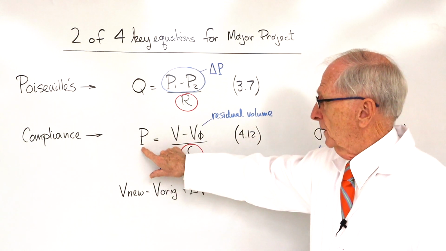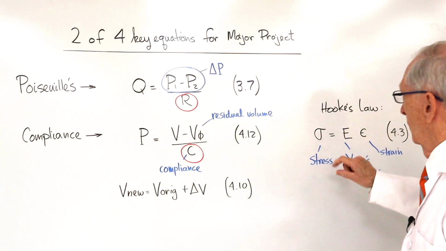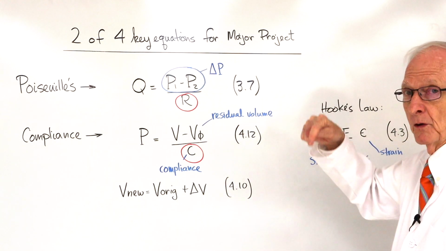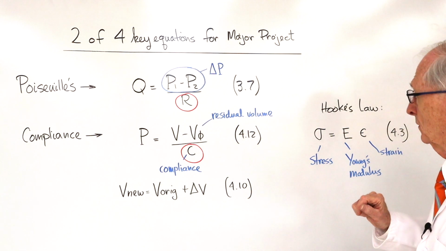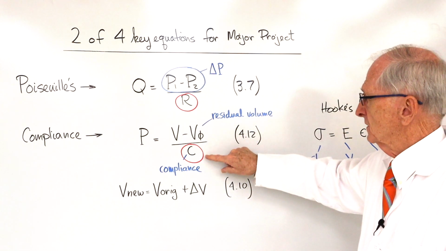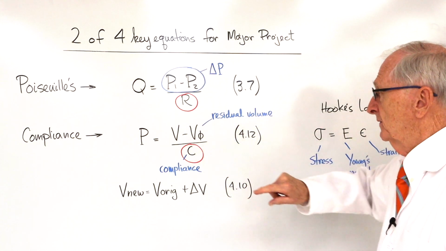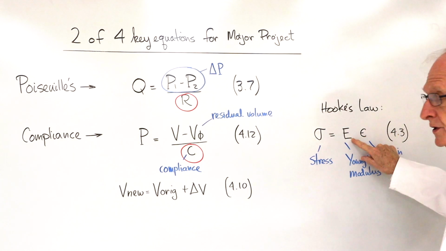The force in this equation for pressure is outward against the walls of the vessel, whereas the direction of force in stress is along the length of the organ. Another big difference between these two equations is the location of these coefficients. The compliance coefficient is in the denominator of this equation. Young's modulus coefficient is in the numerator of this equation, and that makes a huge difference.